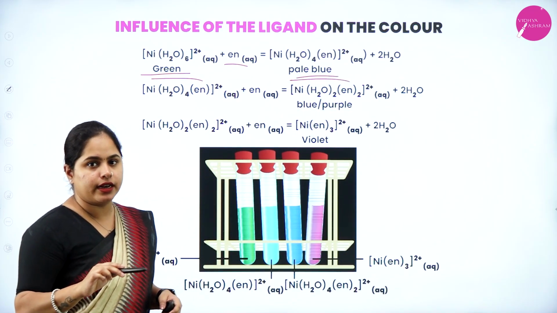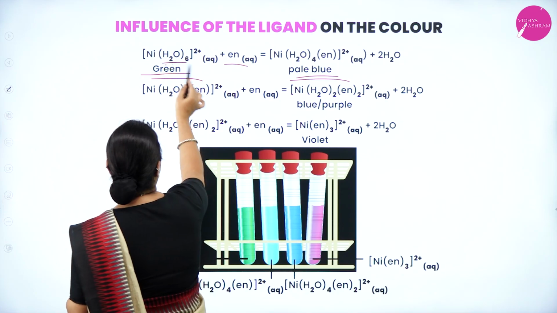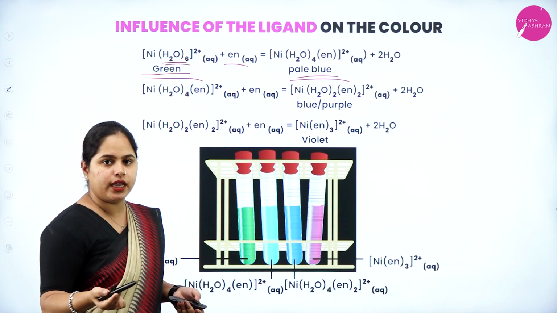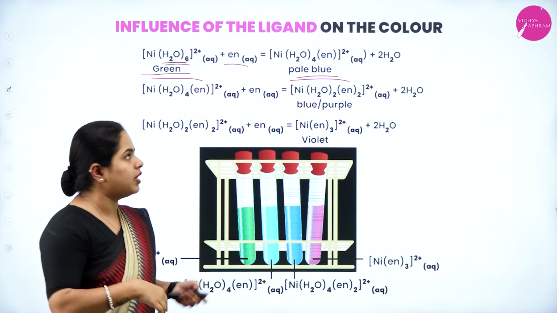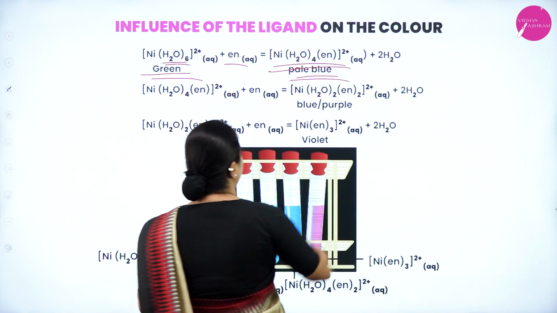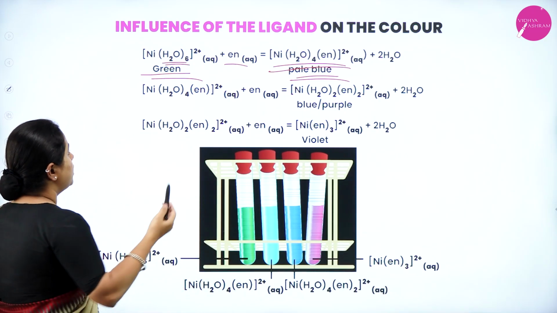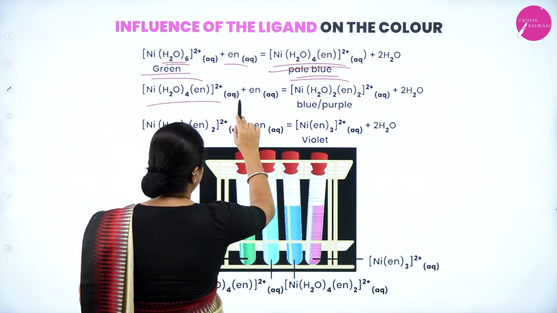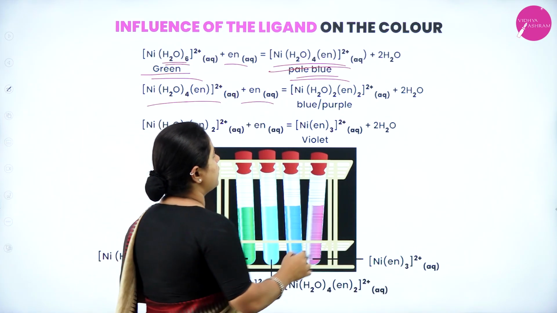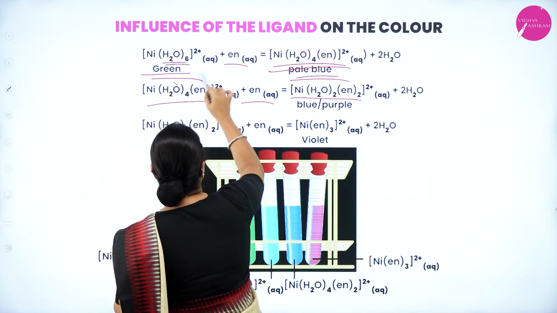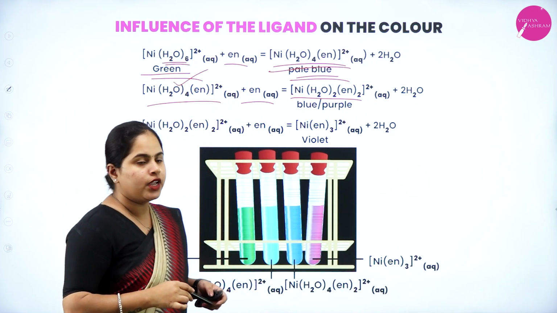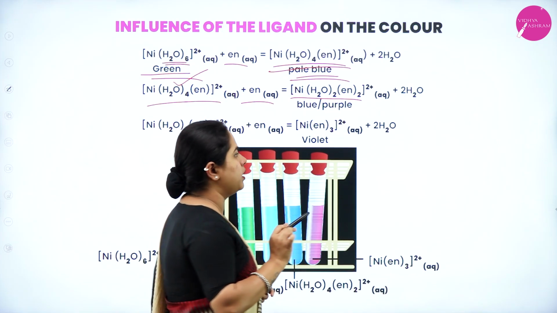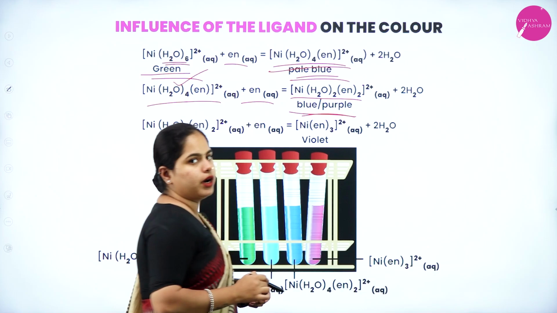We have added another ligand. So the number of water molecules has changed, right? The number of aqua ligands has changed, because ethane-1,2-diamine has been included in the coordination compound now. So the color has changed. Now to that particular coordination compound which is pale blue in color, again we are adding ethane-1,2-diamine. Now we get a new coordination compound. Again the number of aqua ligands has changed, right? It was H2O four, here it is H2O two, and two ethane-1,2-diamine are present. So now the color is blue or purple, right?